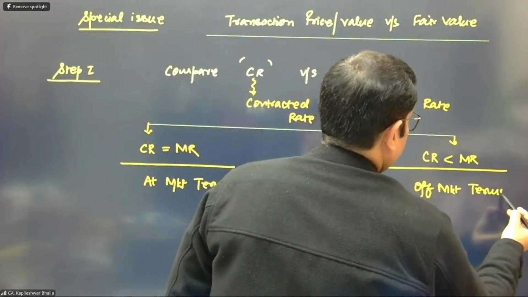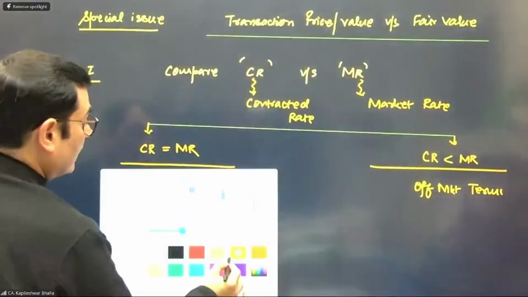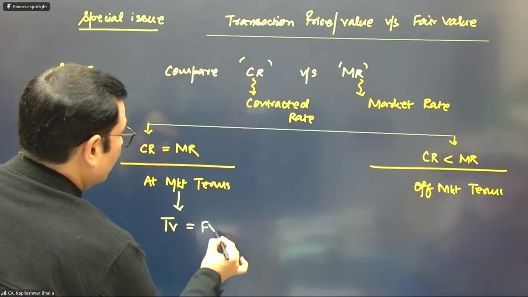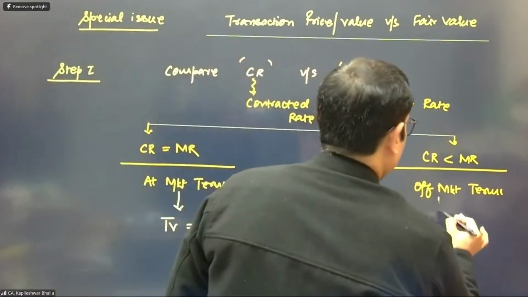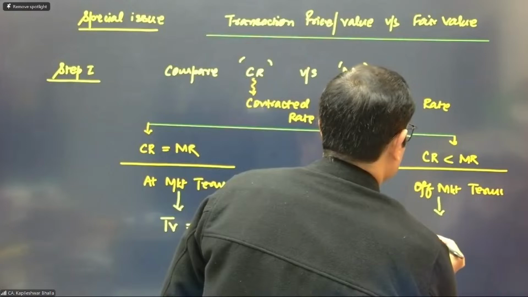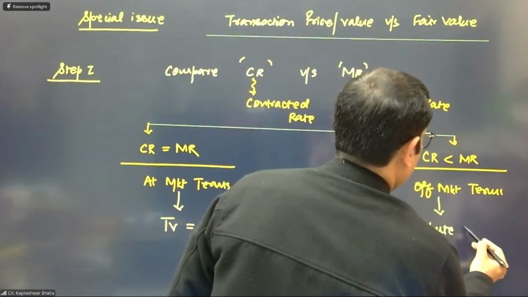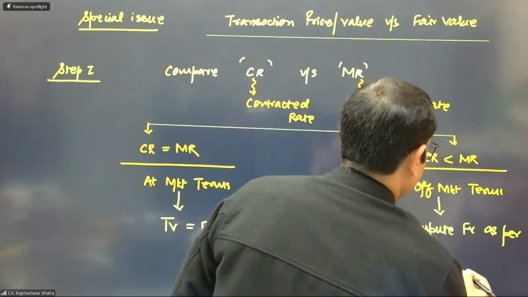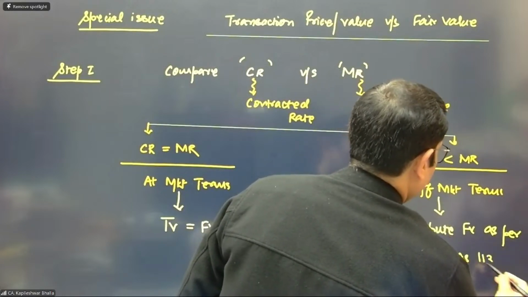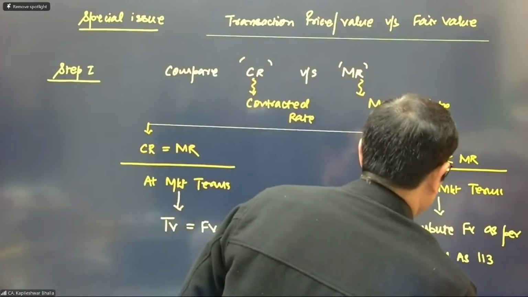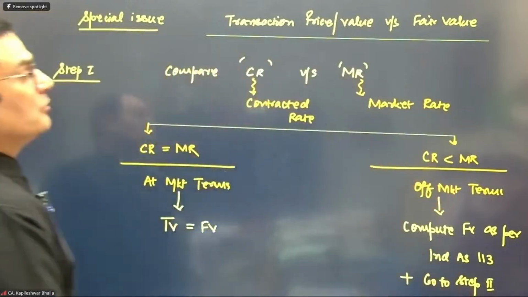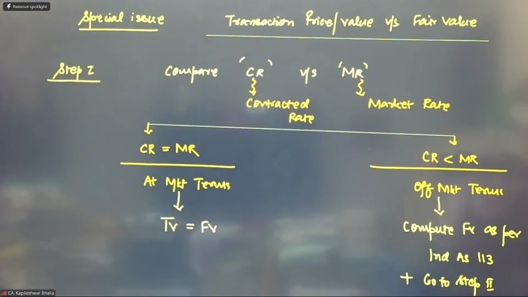The moment you see that it is at market terms, then we consider that transaction value is equal to the fair value. But in this particular case, we need to compute the fair value. We need to calculate the fair value as per Ind AS 113, and we will go to step number 2. So after calculating the fair value, we go to step number 2.